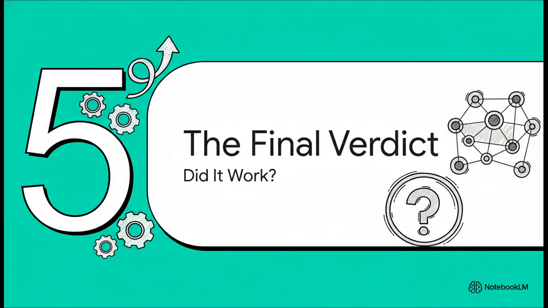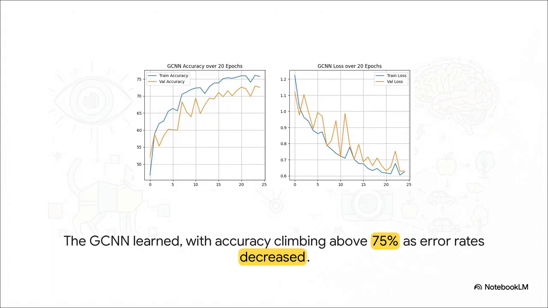Okay, we've seen it hit the books and start to make some real progress. But what about the final exam? After all 25 rounds were done, what was the final score? It's time to look at the results and answer the big question. Was this experiment a success? Well, the proof is right here in the charts. On the left, you can see those accuracy lines just climbing steadily upwards. That is a beautiful sight. That's exactly what you want to see.